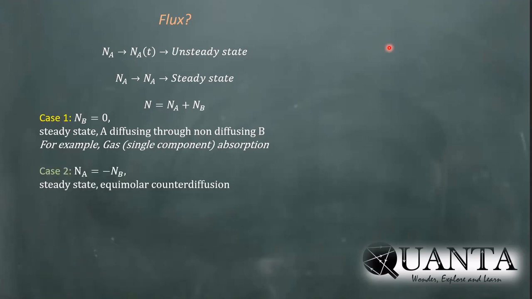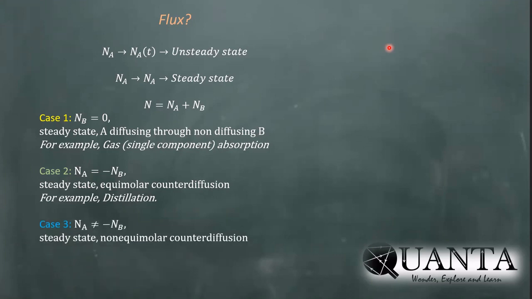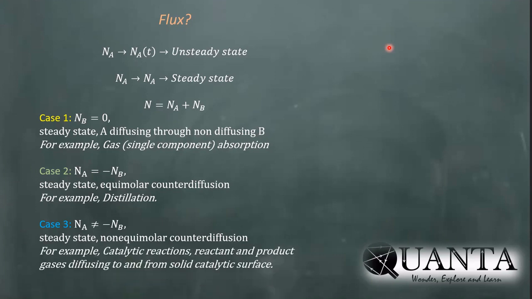Let's take case 2. This is a steady state equimolar counter diffusion. The directions of diffusion of components A and B are opposite to each other. That's exactly what happens in distillation, the rising vapors and the condensing liquid. The third case is of non-equimolar counter diffusion. So counter diffusion still holds, but the amounts that are diffusing in opposite directions to each other are not the same. For example, in catalytic reactions, reactants and products diffuse to and from the solid catalytic surface.